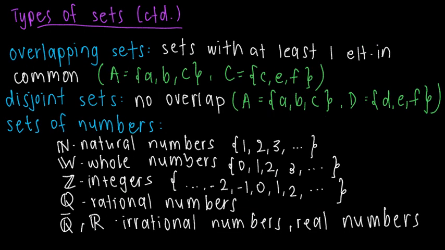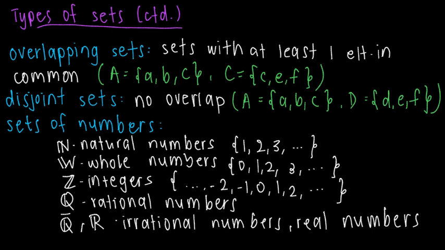Overlapping sets have at least one element in common, while disjoint sets have no overlap. There are some sets of numbers we will commonly use, and as you can see, we have these fancy uppercase letters which represent them. We have natural numbers, whole numbers, and integers as shown.